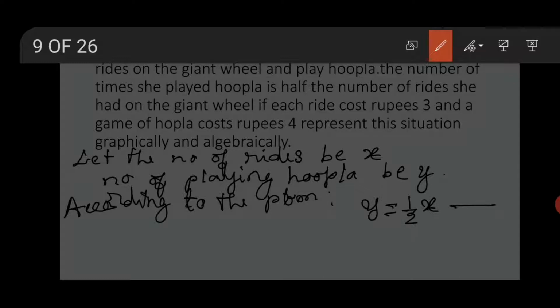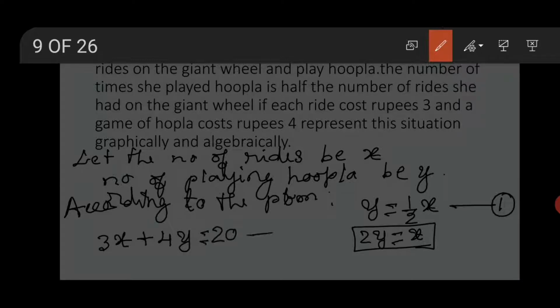Take this as equation 1. We can write this equation as 2y is equal to x also, remember. Another equation is what? The cost of each ride on the giant wheel is 3 and the number of rides is x, so 3x, plus the cost of each play of hoopla is 4 and the number of plays is y. That is equal to the total amount, which is 20. This is equation number 2. So we can represent it algebraically in this way.